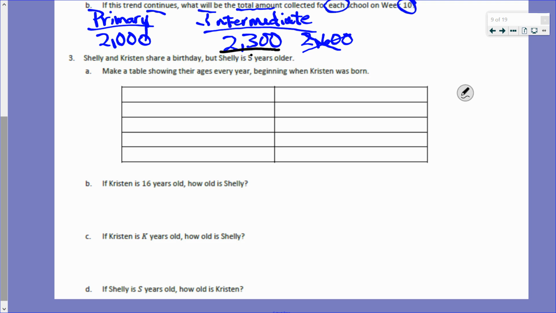Okay, our next one. What's the first thing I need to put on my table? Kristen, I'm going to go Kristen and Shelly because Kristen's younger. You technically can do this either way. And then my first data entry would be what?